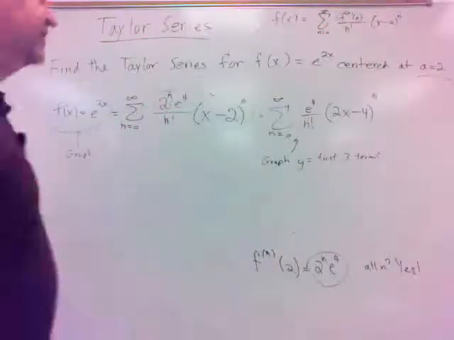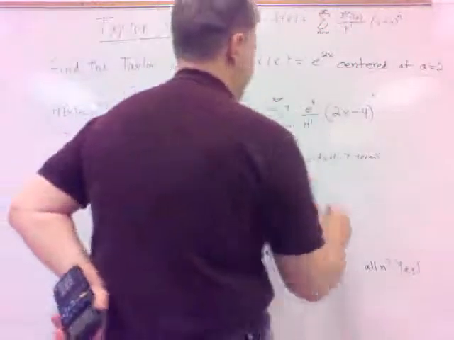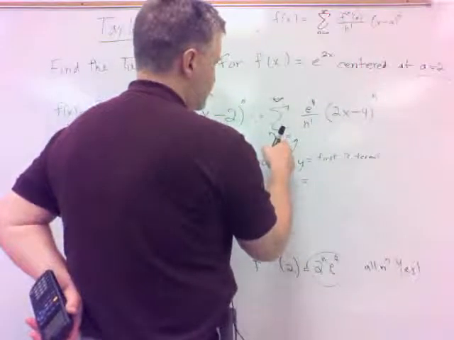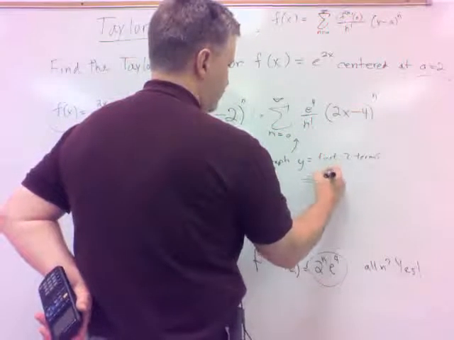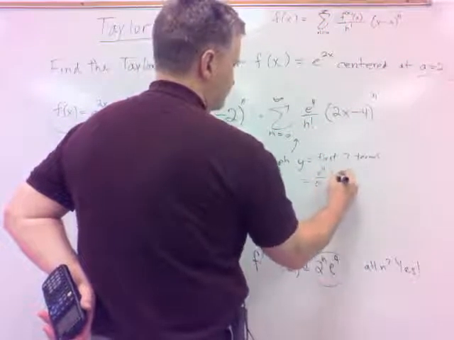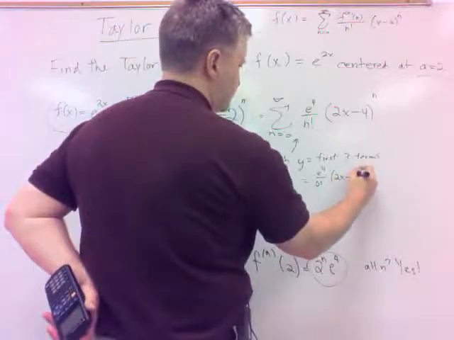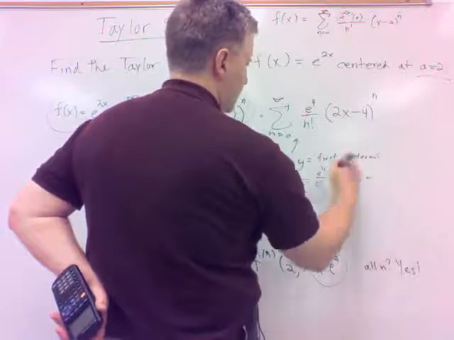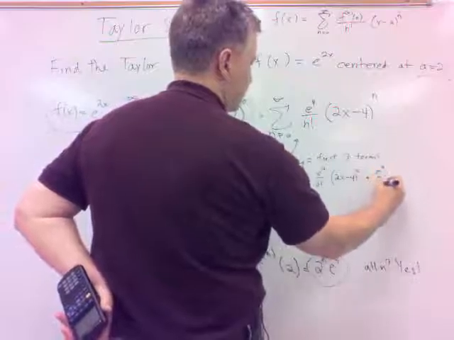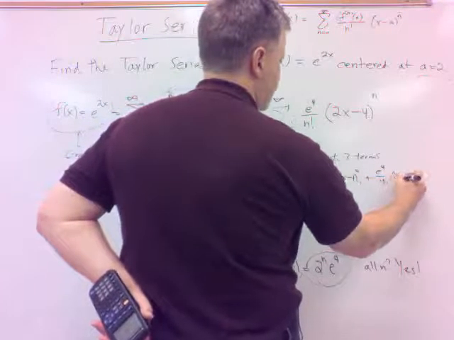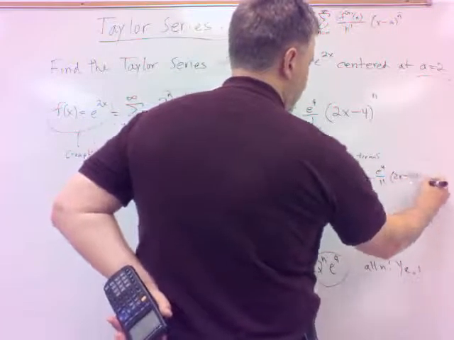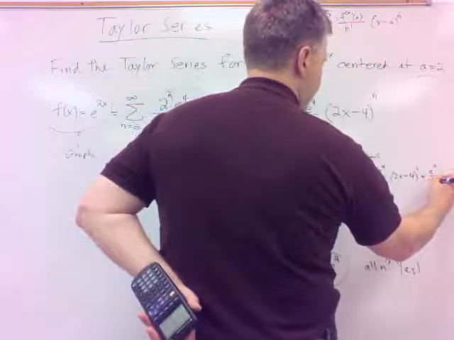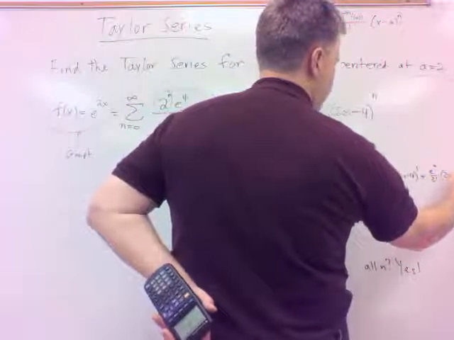What would the first 3 terms over here be? That's the question? Okay, first. All right, so the first term, it starts at 0, so it'd be e to the 4th over 0 factorial, 2x minus 4 to the 0, which is 1. n equals 1 would be e to the 4th over 1 factorial, 2x minus 4 to the 1. And then the third term would be n equals 2, so it'd be e to the 4th over 2 factorial, 2x minus 4 squared.